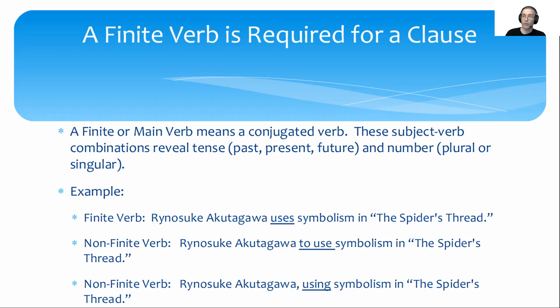Another example of a non-finite verb, a verb that hasn't been conjugated to accord with the subject in terms of tense and number, Rinosuke Akutagawa using symbolism in the spider's thread. It's not a complete thought. It's not a complete sentence. It's not a clause because the verb using is not conjugated. Well, it is conjugated, but it's not conjugated properly as a main verb that agrees with Rinosuke Akutagawa, the subject.